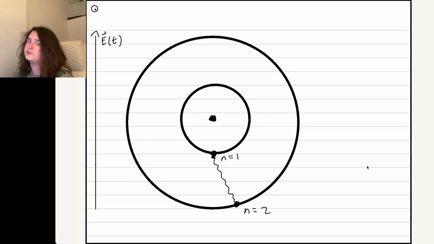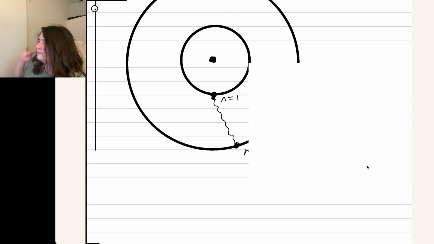Alright, silly people, here's the situation. We have a hydrogen atom in a time-dependent electric field, and we're going to be calculating the probability that the hydrogen atom, starting in its ground state, will excite to the first excited state over an infinite amount of time. So this is a time-dependent perturbation theory problem.